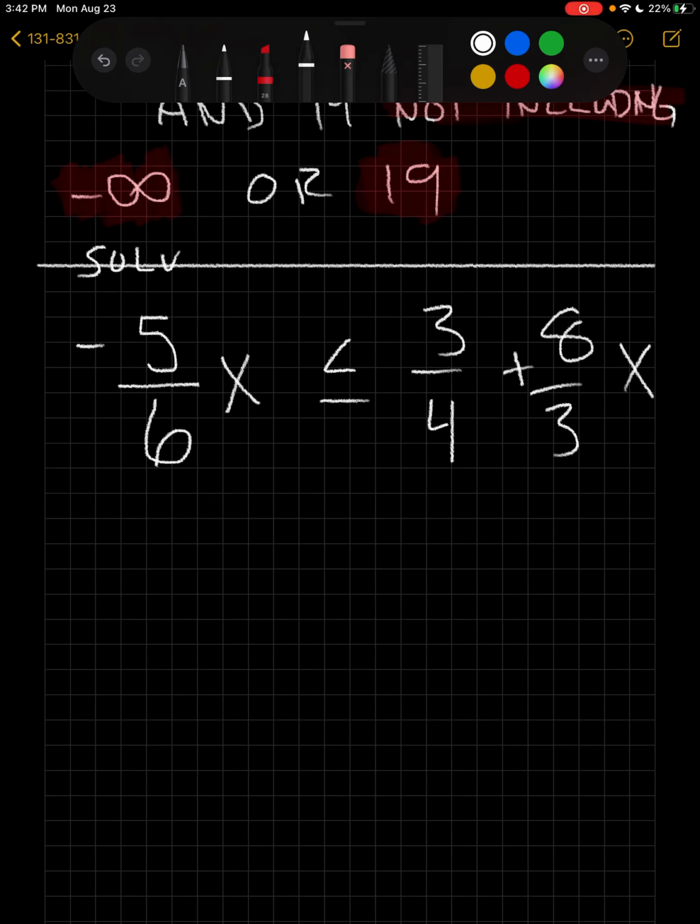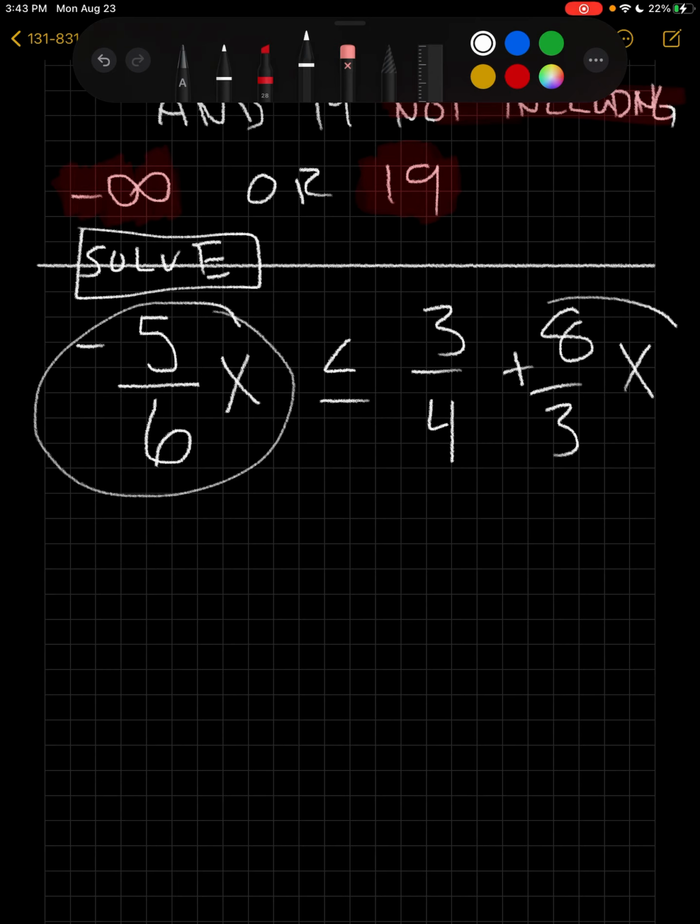So here's what's going to happen when we solve this guy. I'm going to write solve so you know that's what we're doing. We're going to attack this just like we would attack a linear equation. We're going to try to get all of our terms involving x on the same side, and we're going to get the variable x isolated by itself so that we just have x is less than or greater than, or whatever, something else.